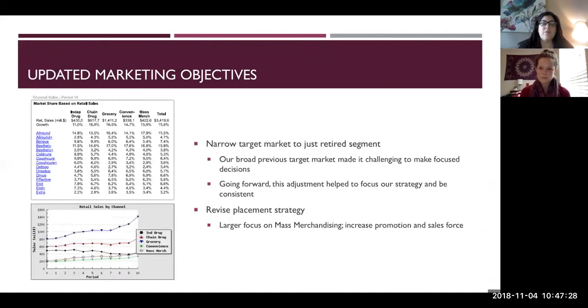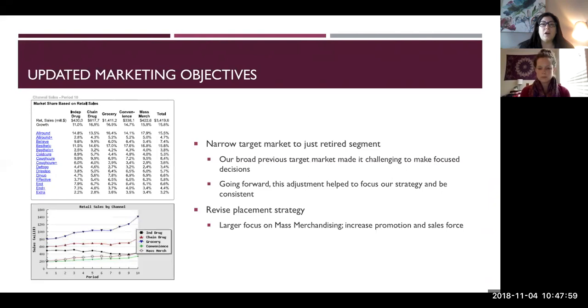So halfway through PharmaSim, we were asked to do a management audit, and within that audit, we updated some of our marketing objectives. We noticed that we needed to narrow our target market to just the retired segment. Our broad previous target market made it challenging to make focused decisions. And going forward, this adjustment helped to focus our strategy and be consistent.